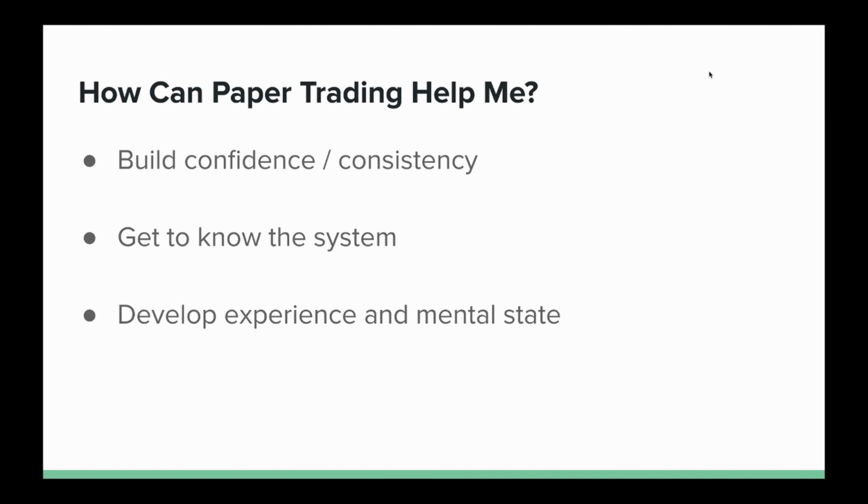Because as I said, it builds confidence, it develops consistency, you get to know the system, and you finally get to develop that mental state of what it's like to trade in real time, trade with stocks in the market. And this is really the benefit of what paper trading can do for you.